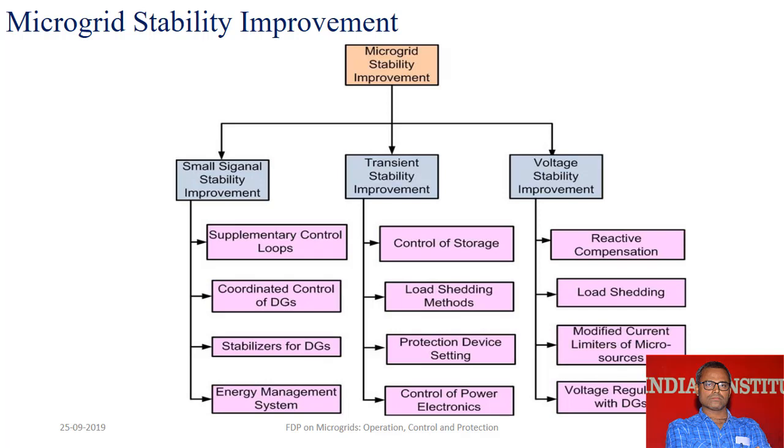People are nowadays also working on stabilizers of the DGs, then the energy management system. For transient stability improvement, control of storage plays a very important role, along with load setting methods, protective device setting, and control of power electronic devices, right? Then for voltage stability improvement, obviously reactive compensation, load setting, modified current limiters, microsources, then voltage regulation with the DGs. So through these aspects we can improve various types of stability, right?